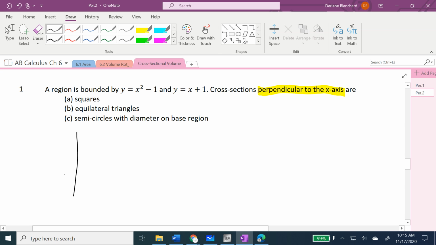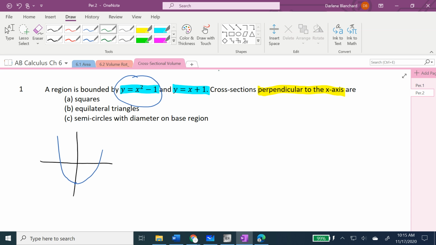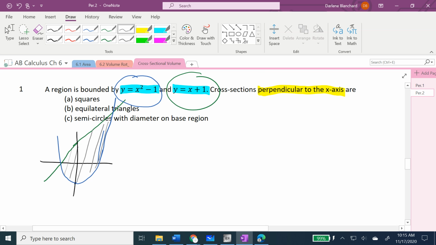So let's graph the region on the xy plane. So you should see that this is the region in between the two functions.